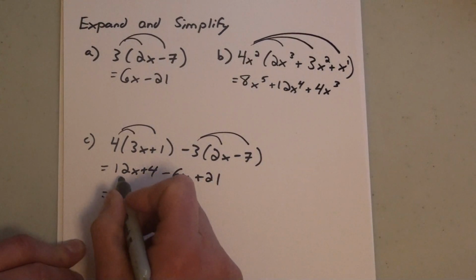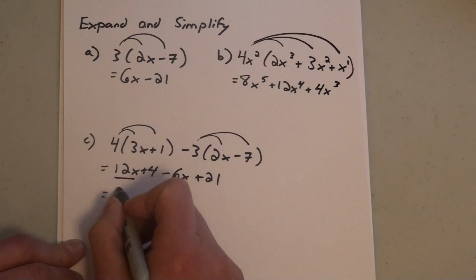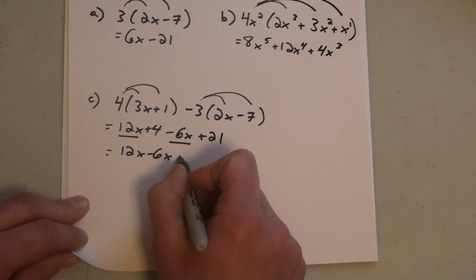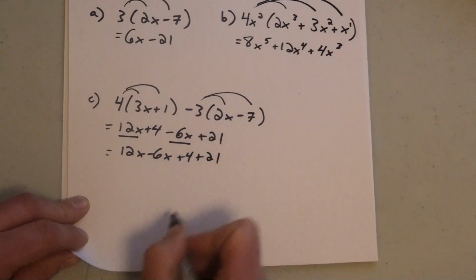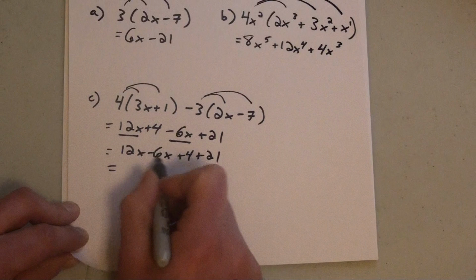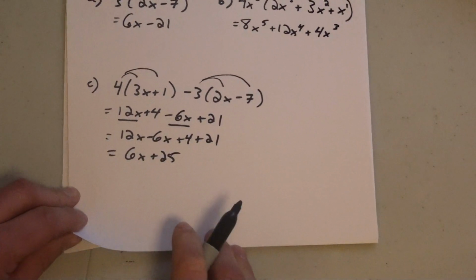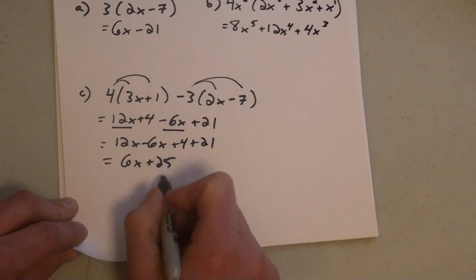I can collect like terms. Again, my 12x and my negative 6x, they are like terms. I can write them side by side. I have my plus 4 and my plus 21. So collecting like terms, it would be 6x plus 25. And I cannot go any further because those are not like terms.